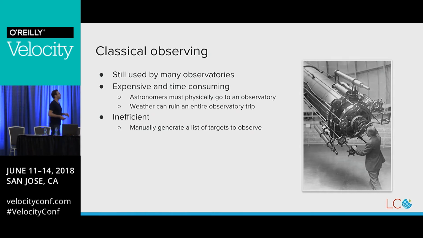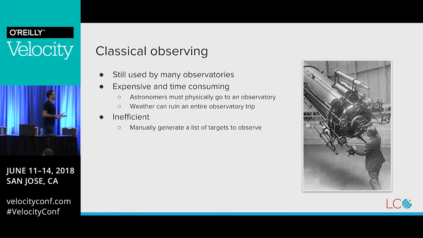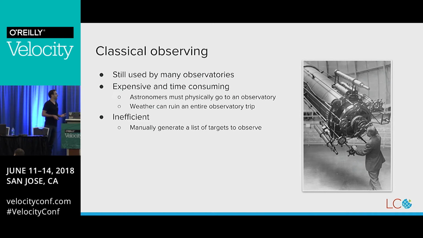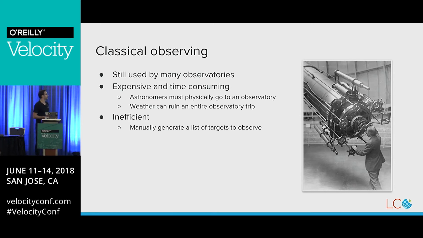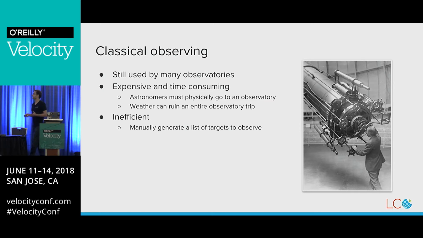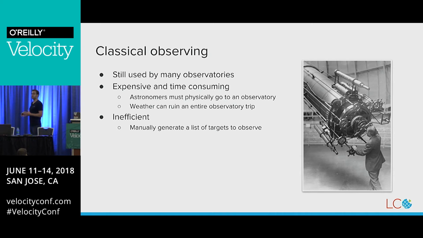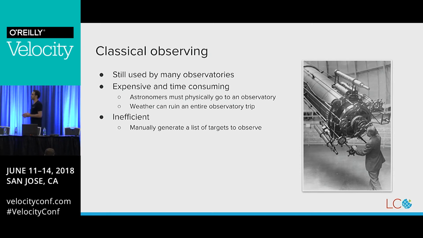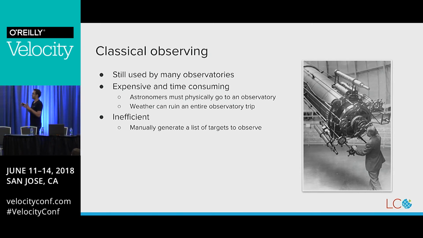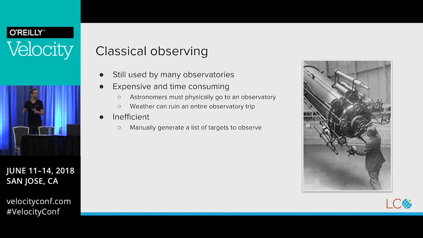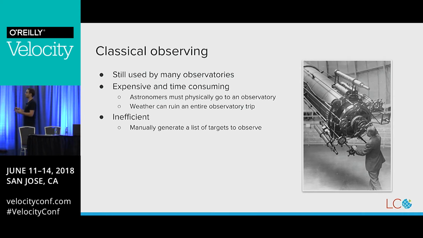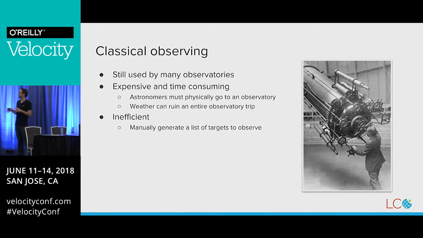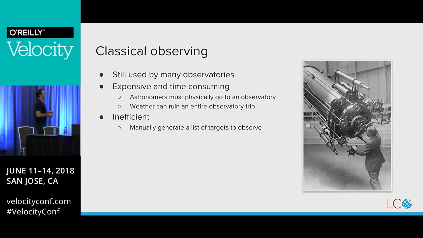So I'm going to cover the different methods of observing that are used in astronomy. The first one is classical observing. And so that's basically just what a lot of people think of when they see an observatory or hear about an observatory. It's when a person or group of people, of astronomers, go to an observatory site and they manage a telescope. They look at a telescope, make observations, and look at what they're trying to research. This is still used by many observatories around the world today.